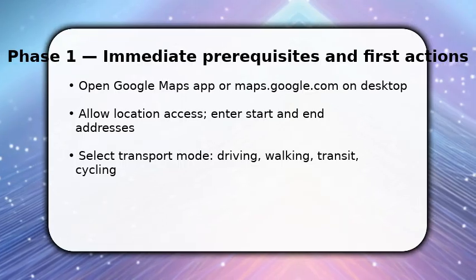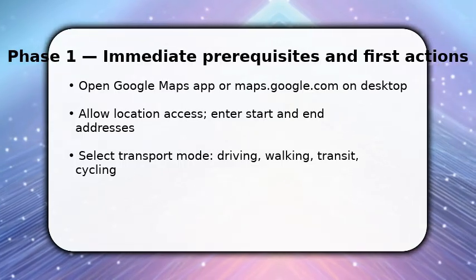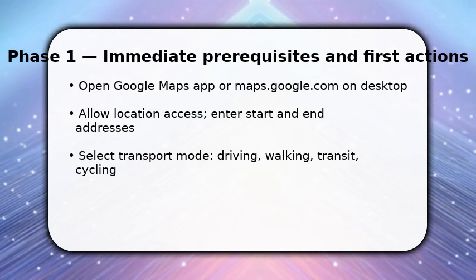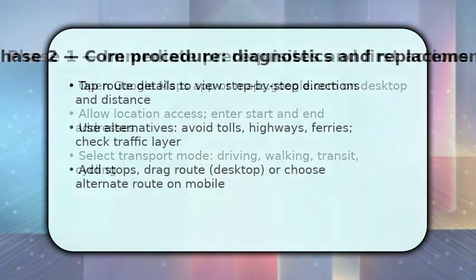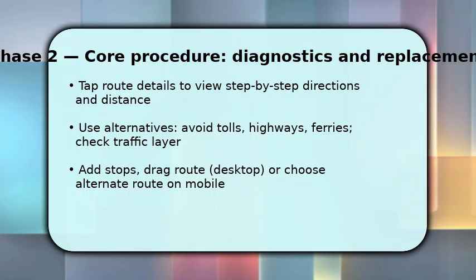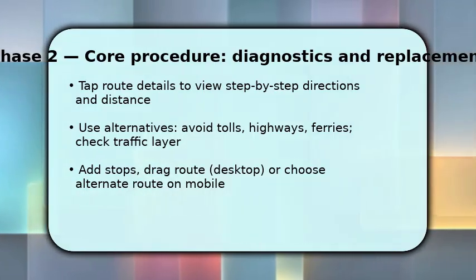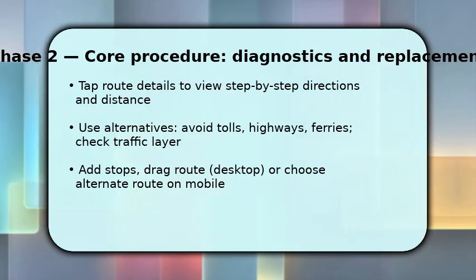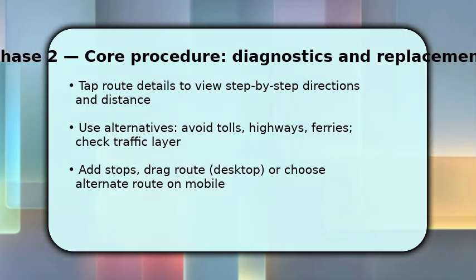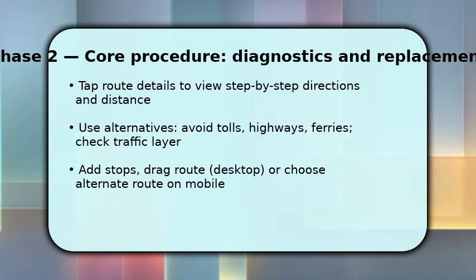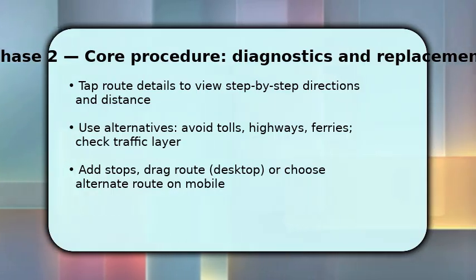Look at those at a glance and pick the route that balances time versus traffic, or that avoids highways if you prefer. You now refine the route to match your needs. Tap the route to expand turn-by-turn directions and to see mile-by-mile distances. Use the Options menu to avoid tolls, highways, or ferries, and toggle the traffic layer to see current congestion.